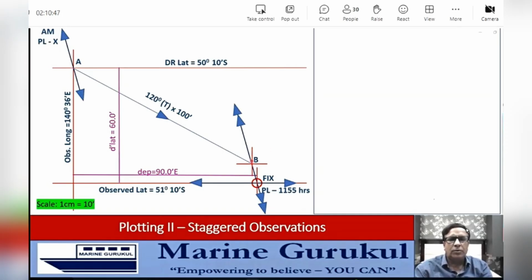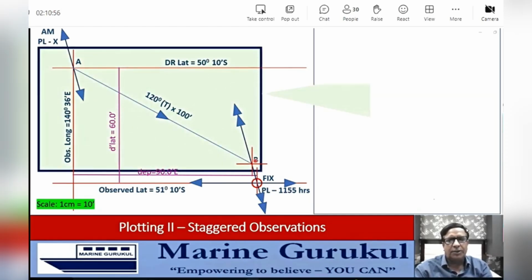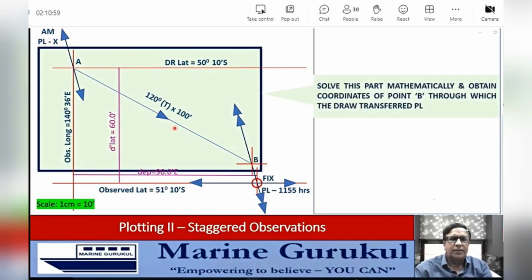We actually need to know the coordinates of point B through which the first PL has been transferred. So we could consider solving this part of the question mathematically by plane and parallel sailing so that we can get the coordinates of point B. Once we get the coordinates of point B mathematically, which means we get a point through which to draw the transferred PL, direction of the transferred PL shall be same as the direction of its PL in the morning, then that means we can now plot directly the transferred PL and we do not need to reference it to this point A out here. Why? Because all this has been mathematically then done.